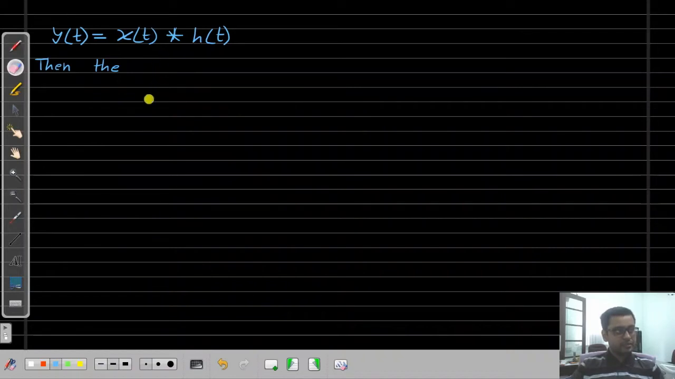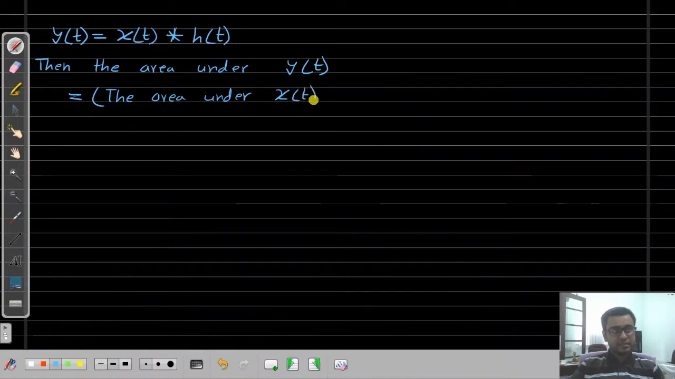Now another very interesting rule. Suppose y(t) is equal to x(t) star h(t), then the area under the curve y(t), which is the integration of, let me write it verbally, the area under y(t) will be equal to the area under x multiplied by the area under h.